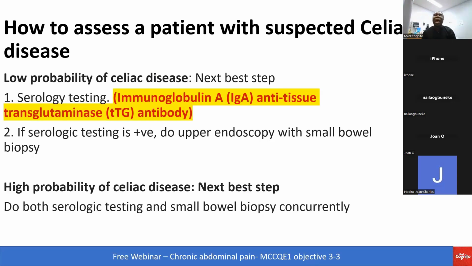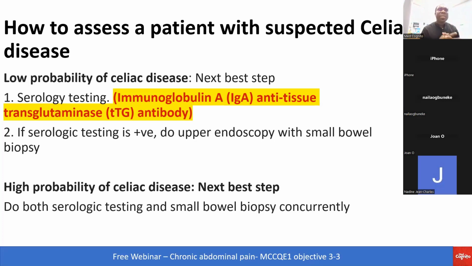Okay, so now, how am I going to assess a patient with suspected celiac disease? Number one, if there is low probability of celiac disease, then the next best step would be serologic testing. That is where you do immunoglobulin A anti-tissue transglutaminase antibody. This is the most sensitive serologic test for celiac disease. Now, if the serologic test, that is immunoglobulin IgA anti-tissue transglutaminase antibody, is positive, then you do an upper GI endoscopy plus small bowel biopsy.